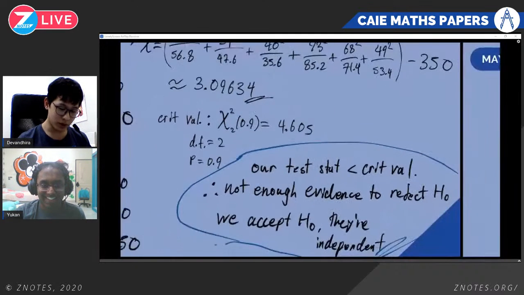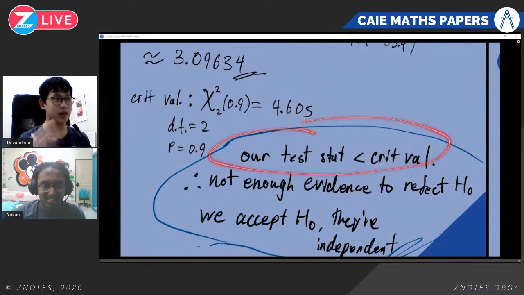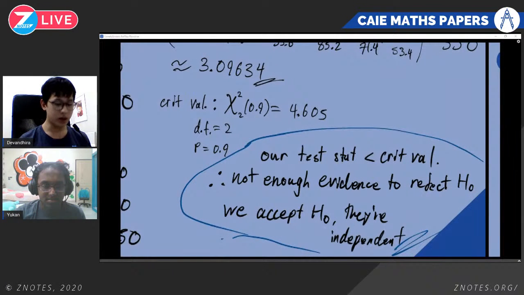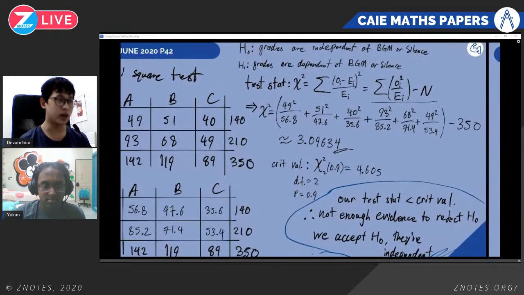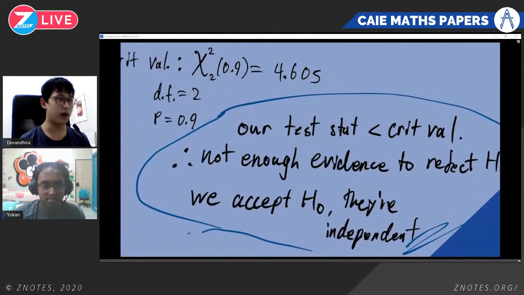So that means we can conclude that since our test statistic is less than our critical value, there is not enough evidence to reject H0, the null hypothesis. Therefore, we accept our H0, which is that the grades are independent. And that's how you answer it.